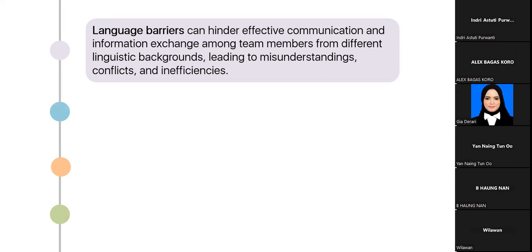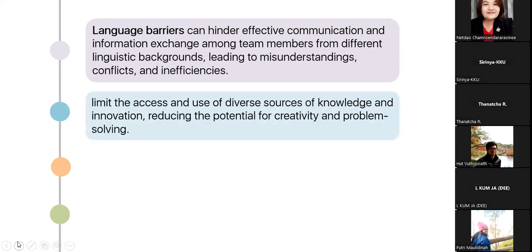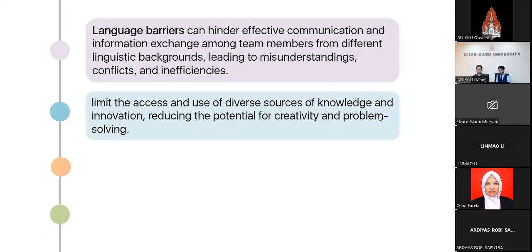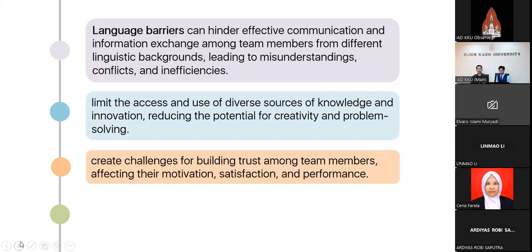I do agree. And the second one is that it limits the access and use of diverse sources of knowledge and innovation, right? Because most of the information right now, for example research papers, is in English. It would be helpful for us as researchers to understand the novel experiments and new discoveries, and we want to know about this, but the language is a barrier.